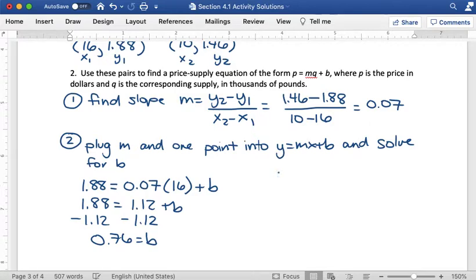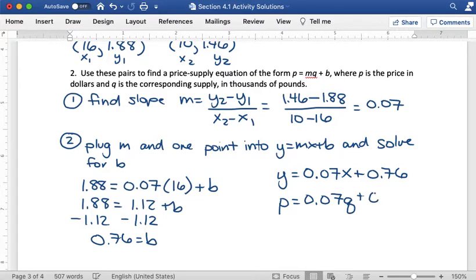So my y equals mx plus b equation, plug in m 0.07, plug in b 0.76, and then I use m and x. But actually I want to use p and q here. I'm going to put p instead of y, and I'm going to put q instead of x.